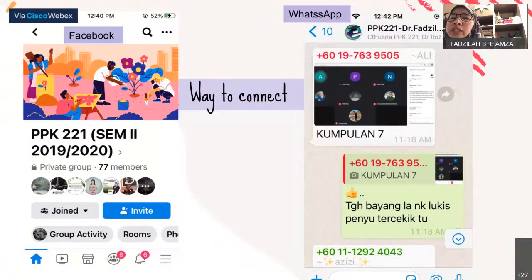So this is what currently I'm using. Kan? So ini yang kita gunakan. Dan bagus juga WhatsApp ni sebab kadang-kadang bila pelajar present, kita nak komen kan. So bila dia present, kita komen.